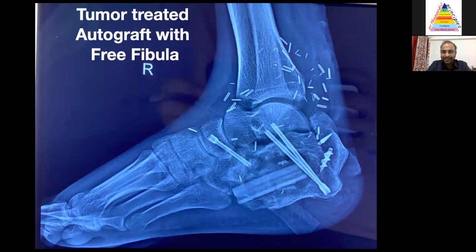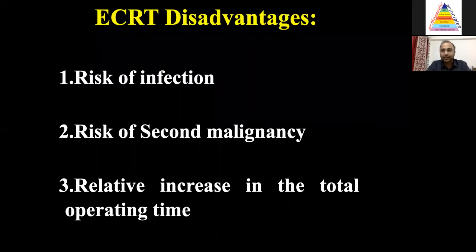Here the bone is reconstructed with the help of the ECRT method. So what are the disadvantages of ECRT? The surgical time is a bit higher, so it increases the risk of infection. As it's a dead bone, it has to get its own vascularity, so until then, it's a dead bone. Next, there is a risk of secondary malignancy because it is treated with radiation, though very small chances. And the total operating time is relatively higher.